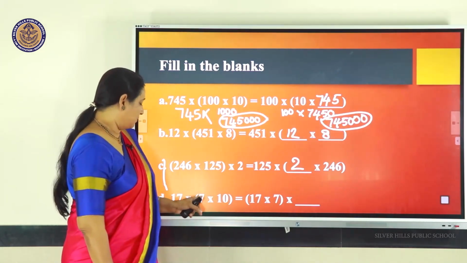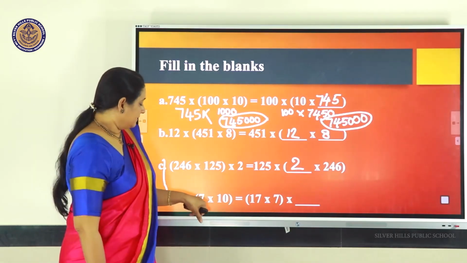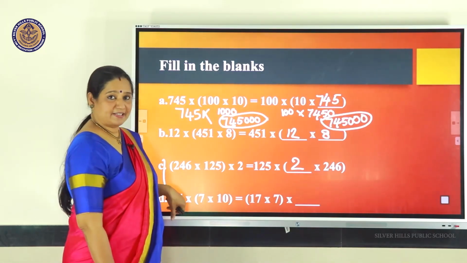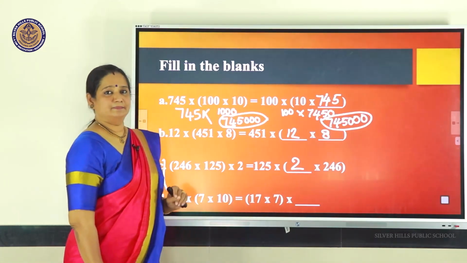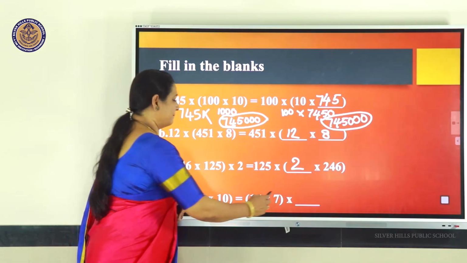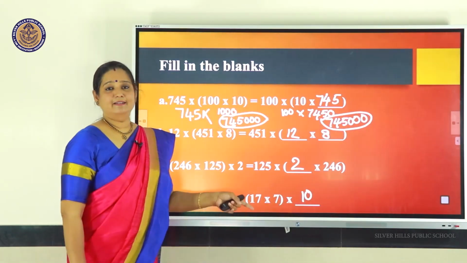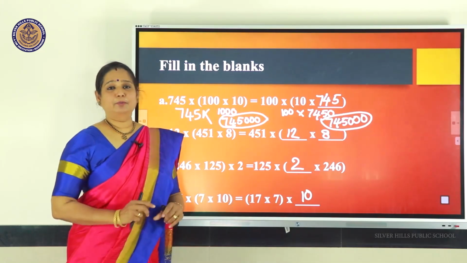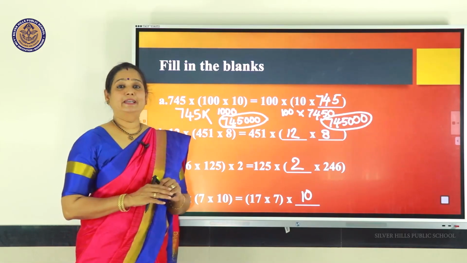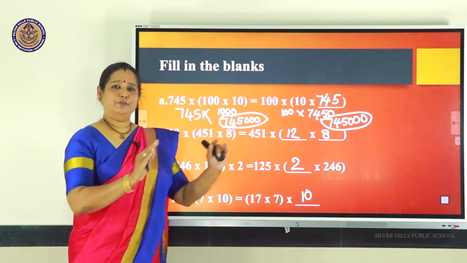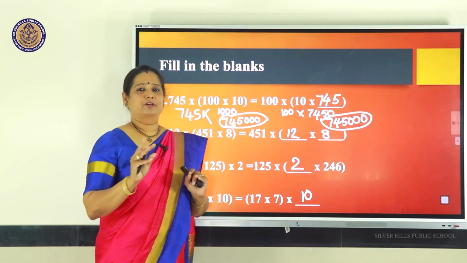Now, come to the last one, 17 into 7 into 10. Three factors are here, 17, 7 and 10. Now, which factor is missing here? Yes, that is number 10. Okay. Is it clear? The fourth property is called the associative property. Associative property deals with grouping. Associative property, grouping. Commutative property, move.